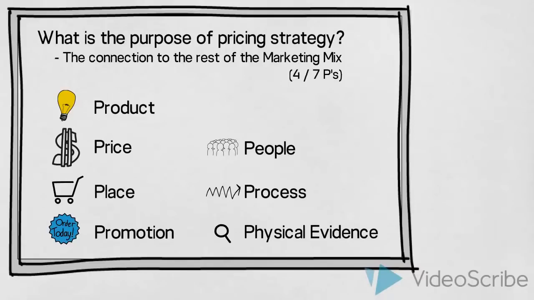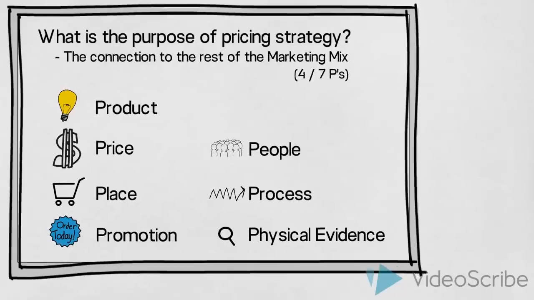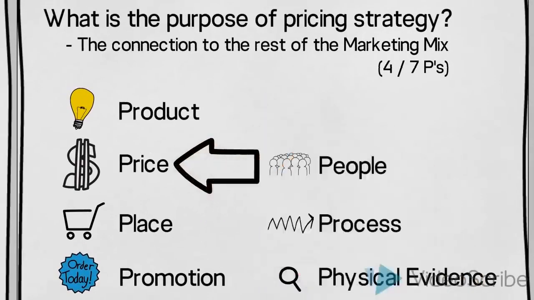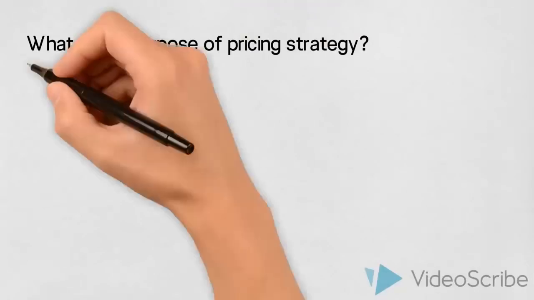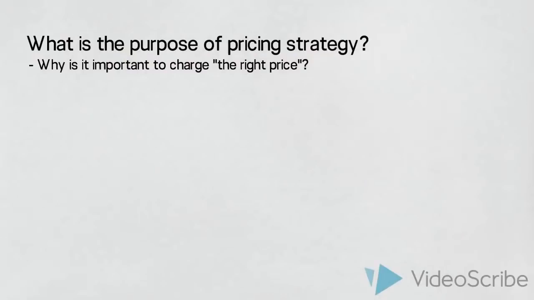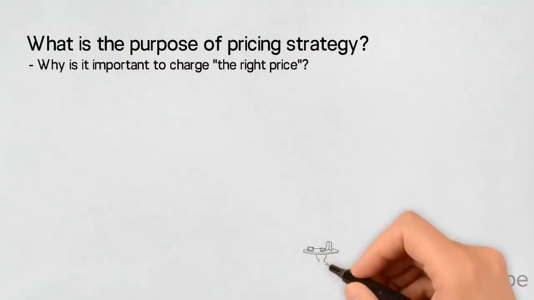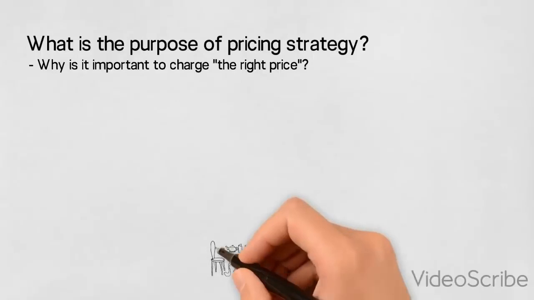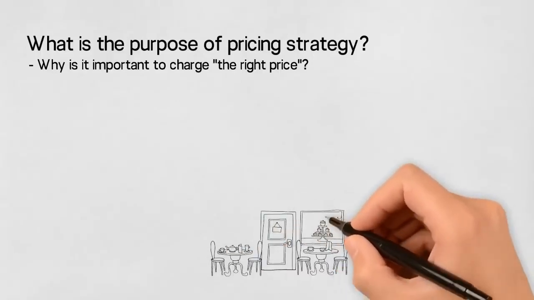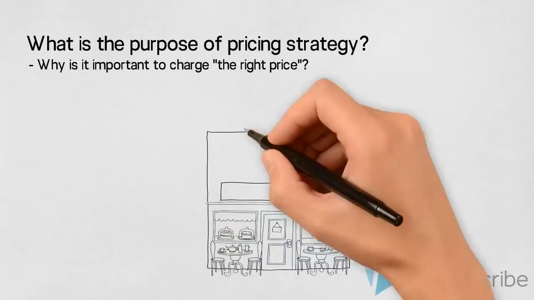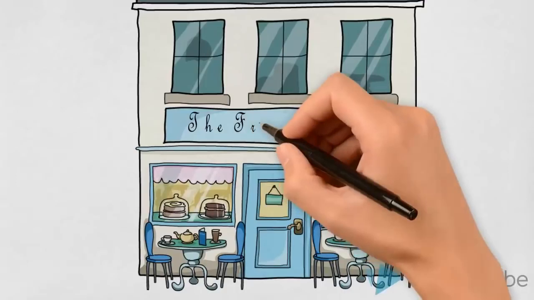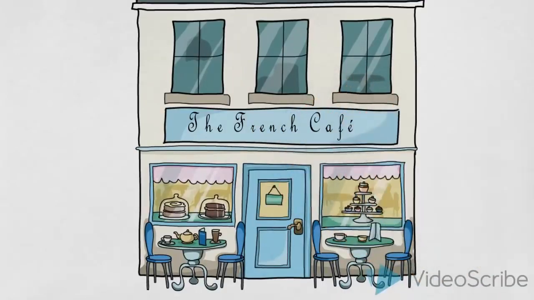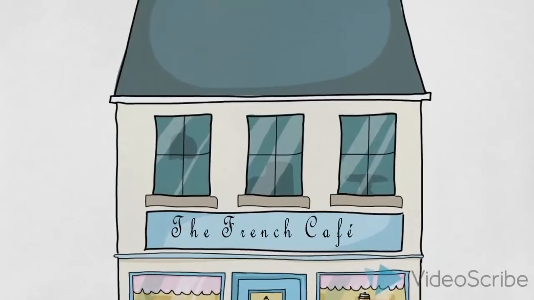None of the 4 or the 7 Ps should be decided on in isolation. However, price is the P which we will focus on in this video. So what is the purpose of pricing strategy, and why is it important to make sure we charge the right price? Let us imagine that we are opening up a new cafe in town. It's a French cafe serving beautiful, decorative and delicious cakes and specialties. We name the cafe the French Cafe, leaving no one unsure of the type of cafe this is.